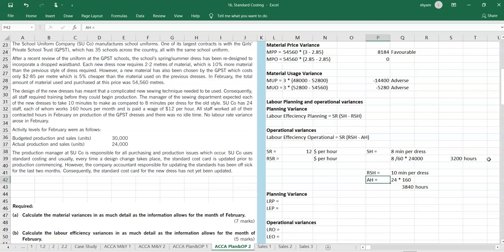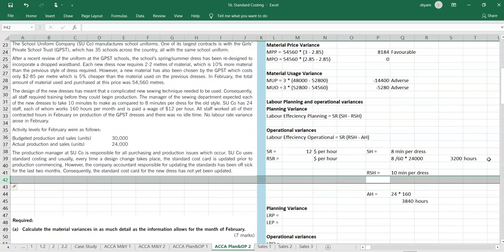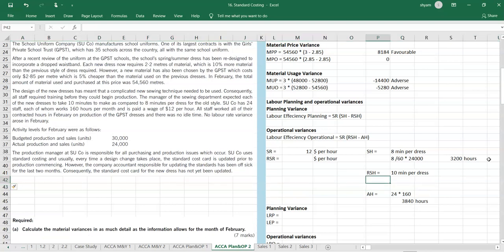So next we'll work out the RSH. RSH is going to be the same calculation except that the minutes is going to be changed. It's going to be 10 minutes. Okay, it's going to be 4,000 hours. So we have almost all the numbers. We have to get the revised standard rate.